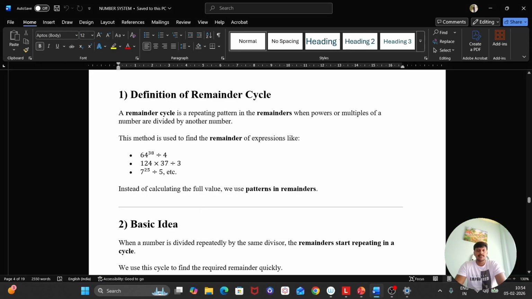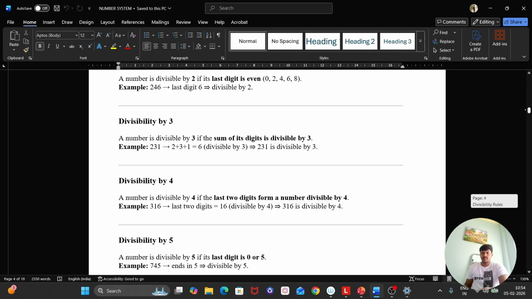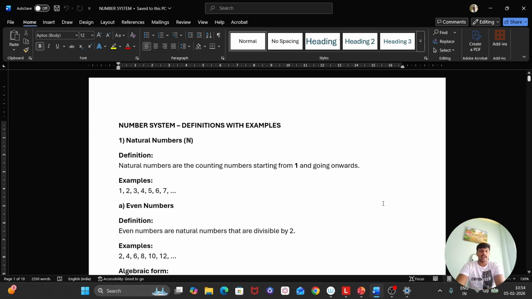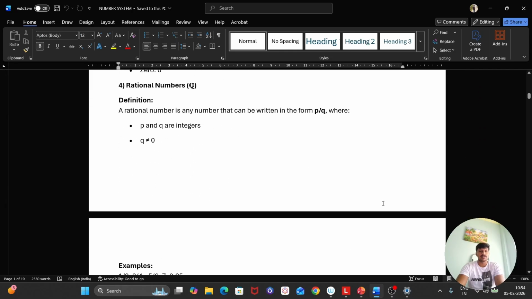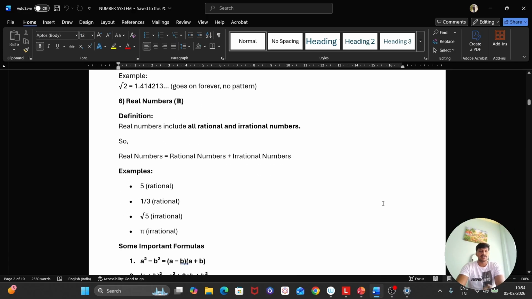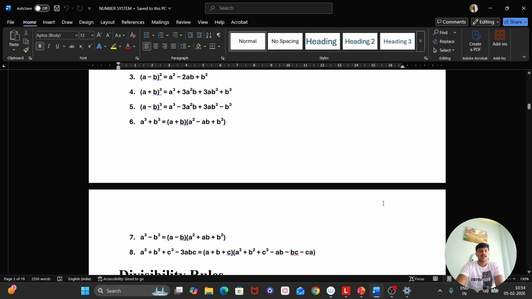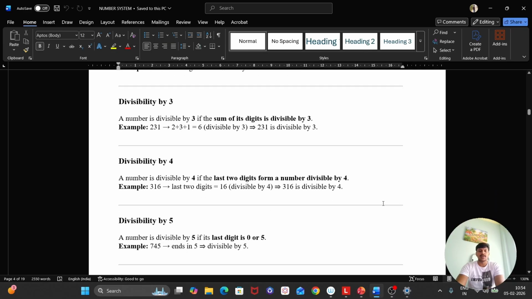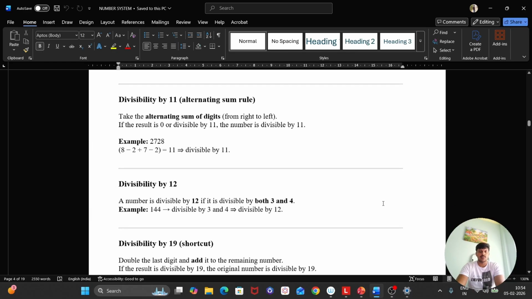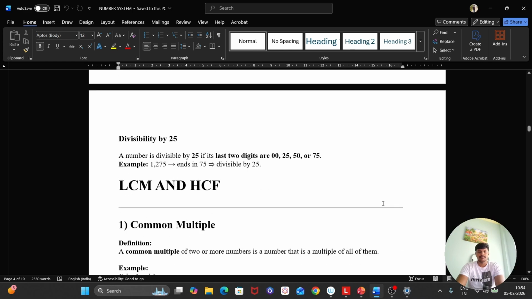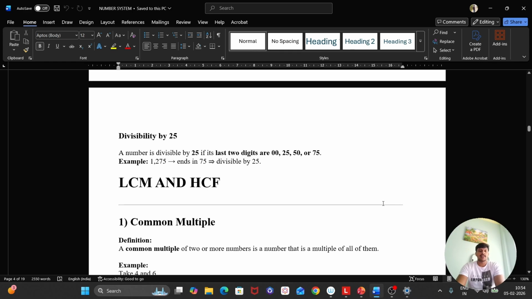So let's go to the notes and check once. See, first we have the natural numbers. What is the definition of natural numbers? Odd numbers, prime, even, composite, whole, integers, rational, irrational. We got everything here. Then we got all the divisibility rules like 2, 4, 5, 6, 7, 8, 9, 10. We covered everything. And the rule for 25 is that the last two digits are 0 or 25 multiples, 25, 50, 75. These kinds of numbers are divisible by 25.